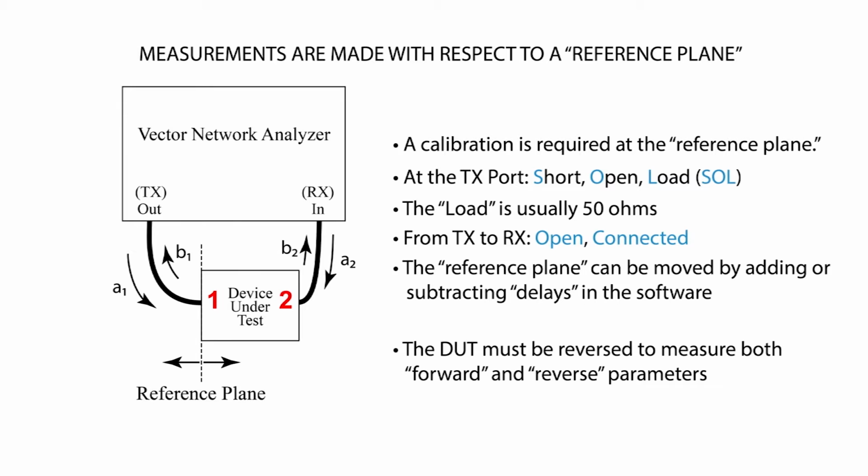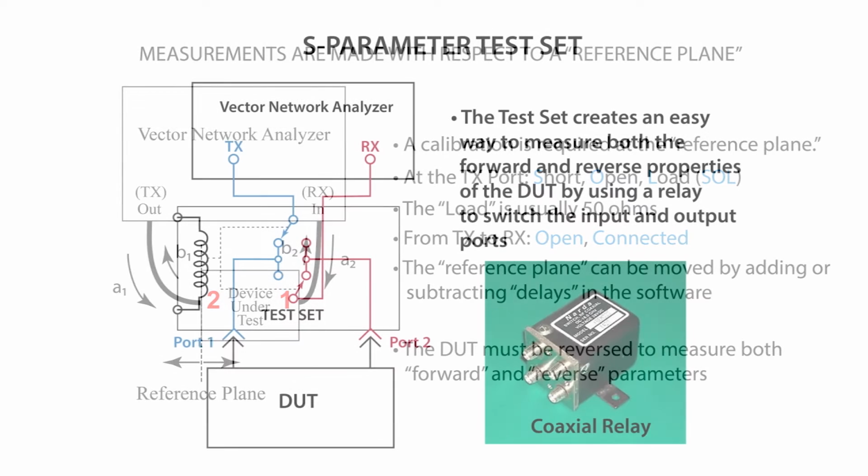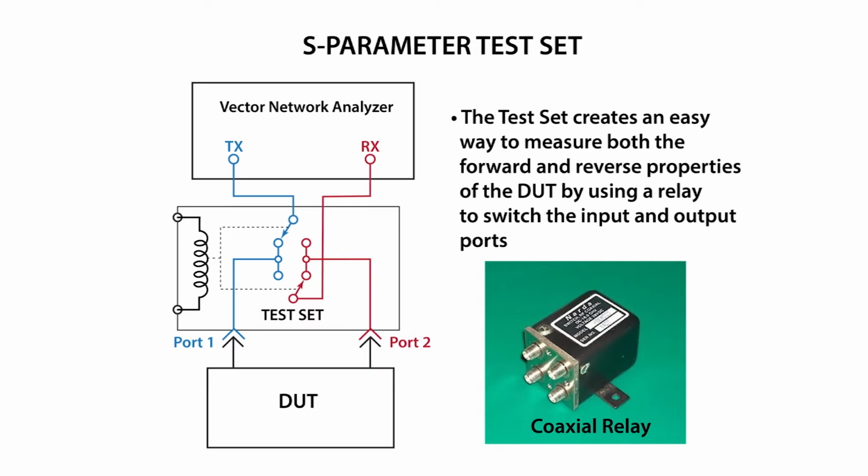With the calibrations in hand, one is ready to measure the device under test. If you want to measure the device under test in both the forward and reverse directions, it must be disconnected and ports 1 and 2 must be interchanged. This brings us to the last topic before we look at some actual measurements.